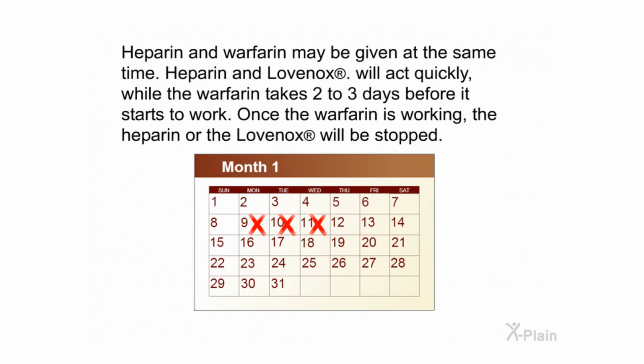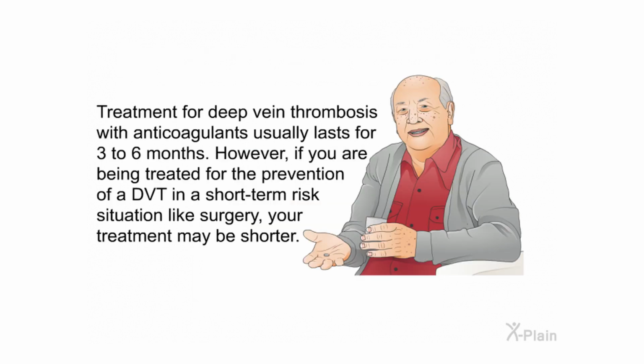Heparin and warfarin may be given at the same time. Heparin and Lovenox will act quickly, while the warfarin takes 2 to 3 days before it starts to work. Once the warfarin is working, the heparin or the Lovenox will be stopped. Treatment for deep vein thrombosis with anticoagulants usually lasts for 3 to 6 months.